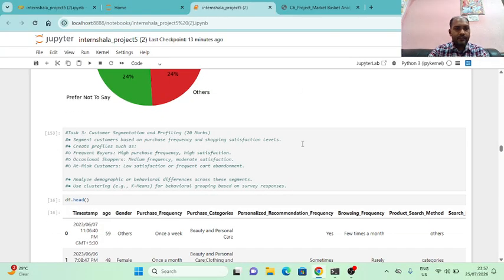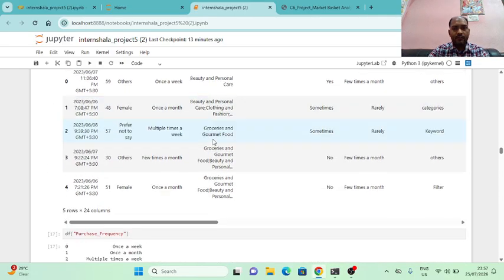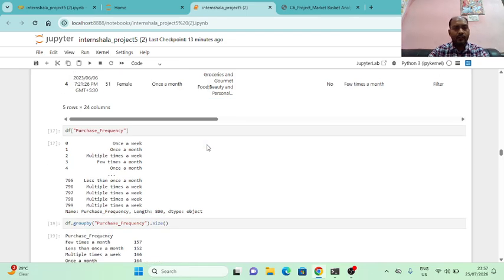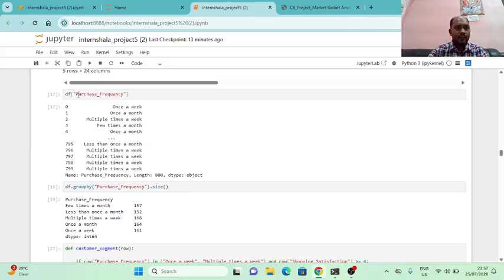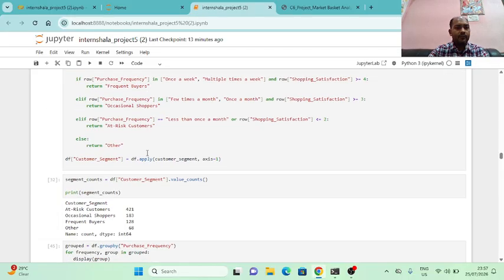And after that, task 3 is customer segmentation and profiling. Here I have done the customer segmentation and all the profiling through calculations. I found the purchase frequencies and grouped by them, and we can see that a lot of customers are purchasing a few times a month. Their number is 157, and 166 customers purchase multiple times a week, meaning the buying frequency is high on this platform.